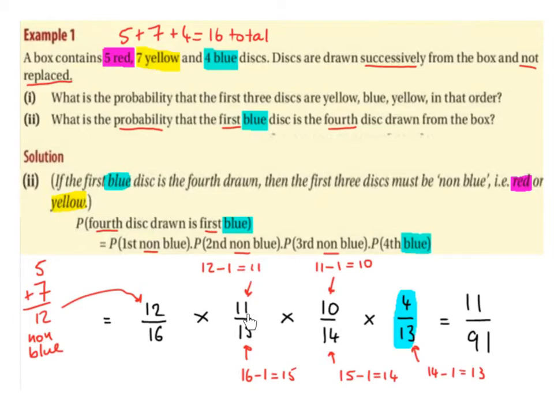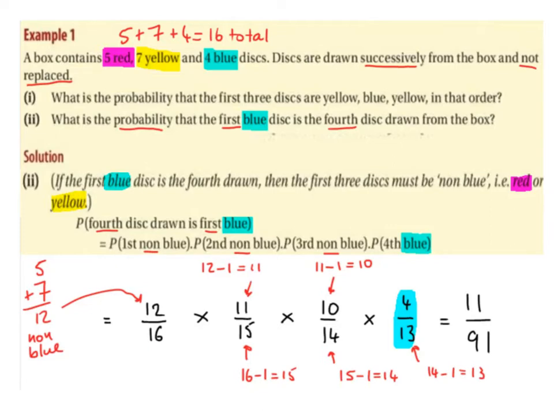Then the probability of the third disc being non-blue is going to be 10 over 14, because we took out this and this, leaving us with 10. So 11 take away 1 is 10. And that's going to be over 14, because we took out this one and this one. So it's over a total of 14.